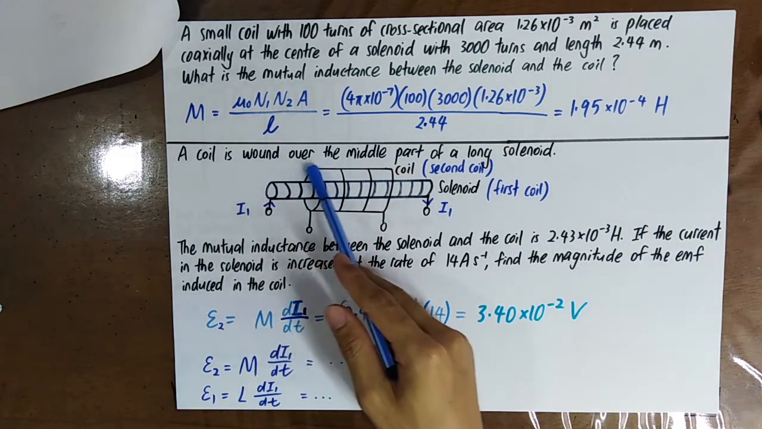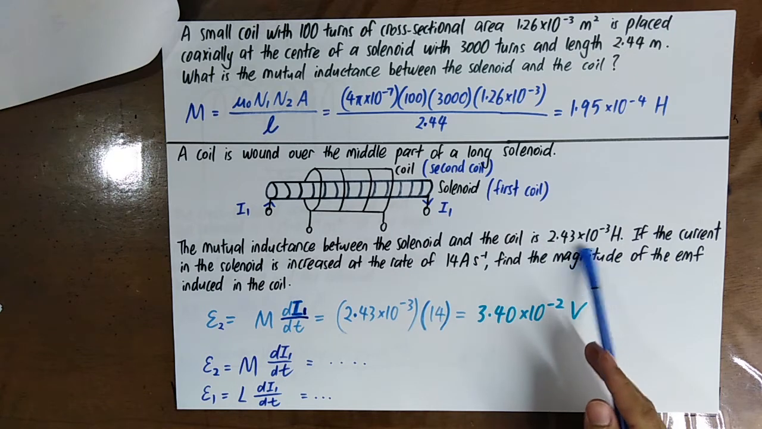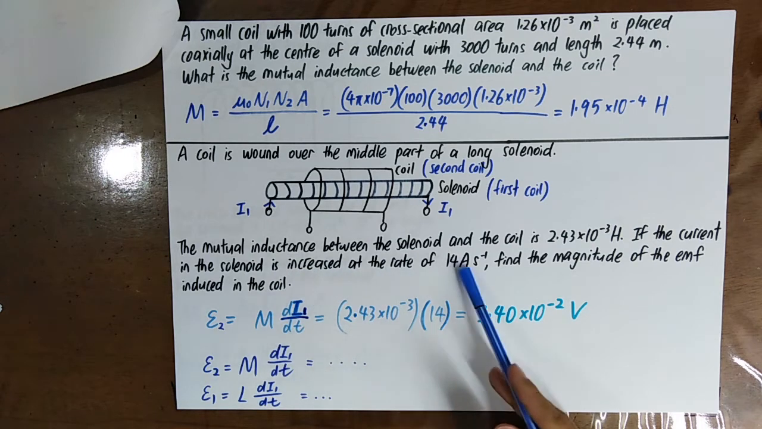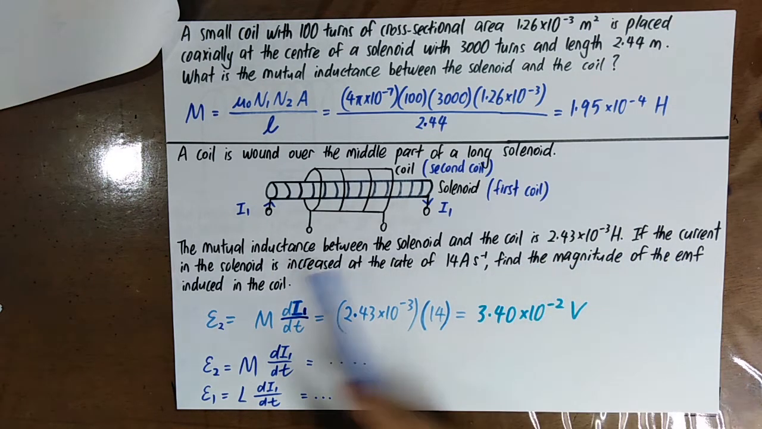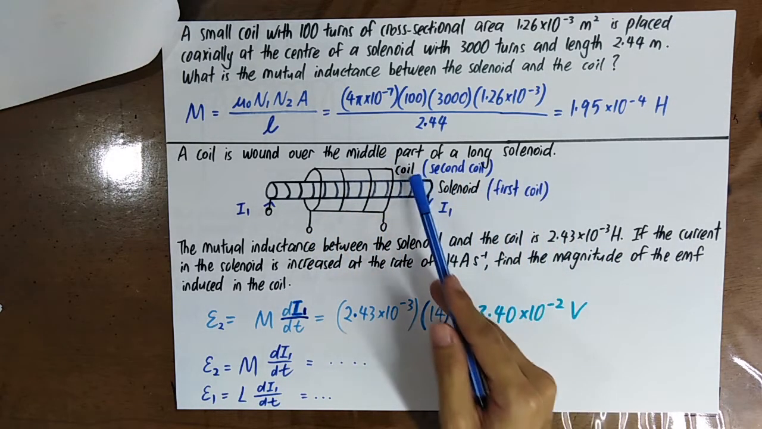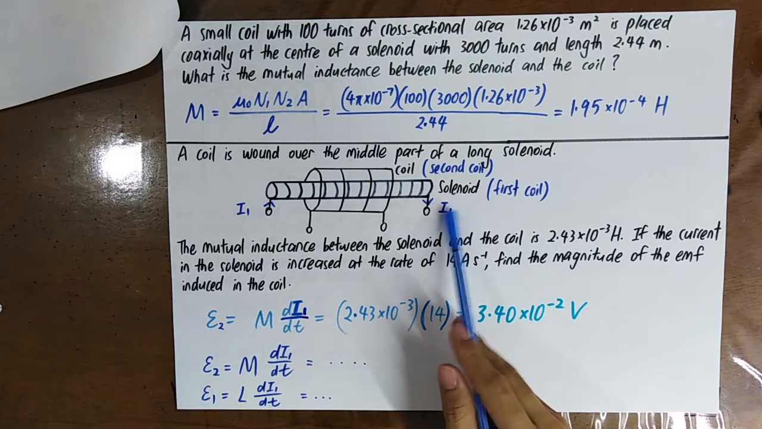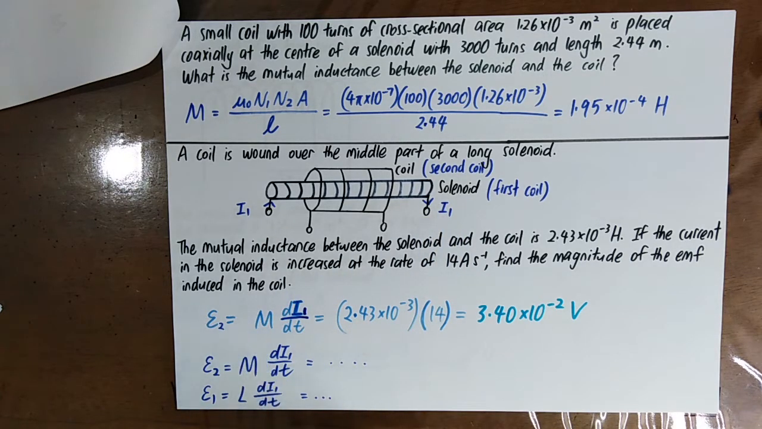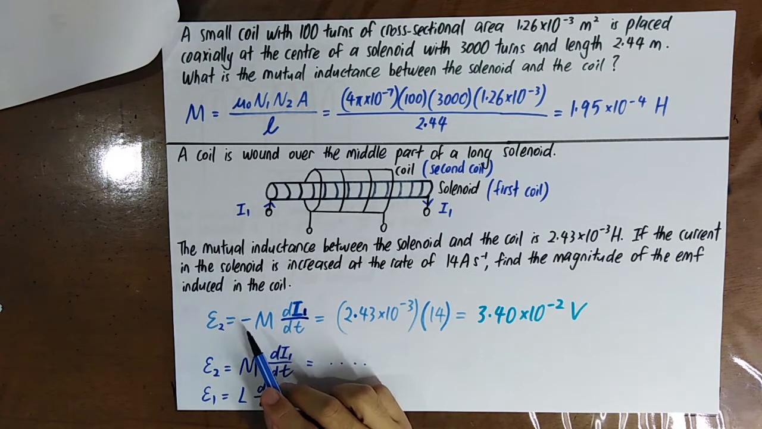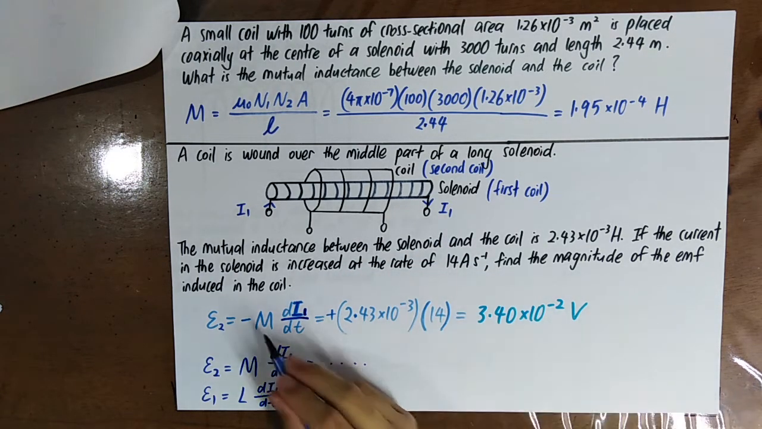A coil is wound over the middle part of a long solenoid. The mutual inductance between the solenoid and the coil is 2.43 times 10 power negative 3 Henry. If the current in the solenoid is increased at a rate of 14 ampere per second, find the magnitude of the EMF induced in the coil. So I denote the solenoid as the first coil, and the coil as the second coil. You know that the current in the first coil is I1. So E2 equals negative M dI1/dt. But sometimes we can ignore the negative sign because I only want to find the magnitude of the EMF.